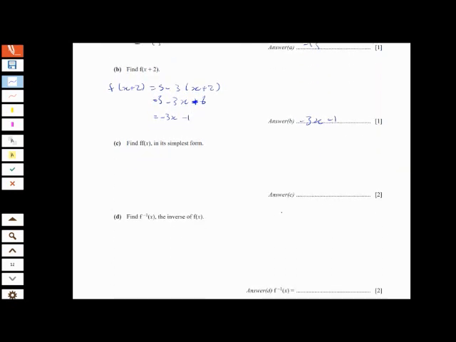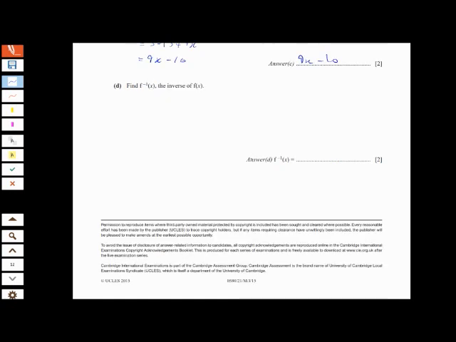Find ff(x) in its simplest form. Equals 5 minus 3 times (5 minus 3x). Now what to do here is 5 minus 15 plus 9x. And then we end up with 9x minus 10. That's your answer.